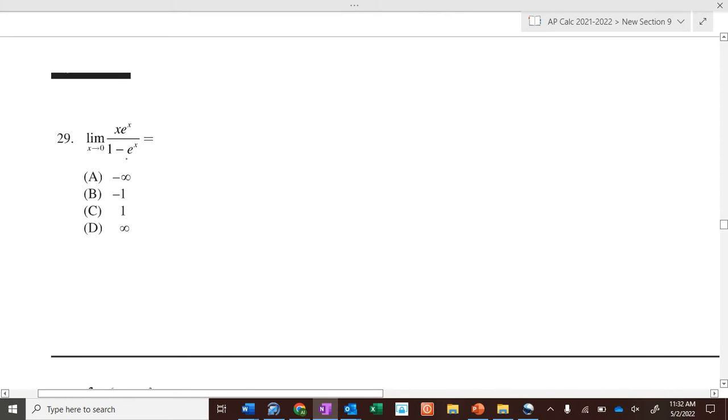So, what's e to the 0 power? 1. So, if we put in 0 right away, we get 0 over 0. Can't do it, so we have to do L'Hopital. So, it's x times the first derivative. What's the first derivative of e to the x? It's e to the x. The derivative of the top, derivative of the bottom.